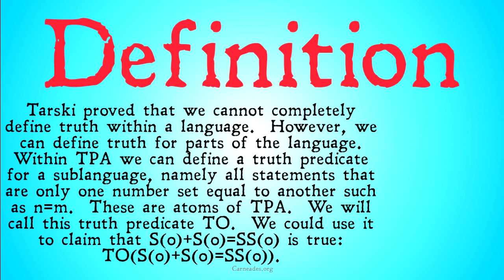These are atoms of TPA. Remember, atomic statements are kind of those basic statements that other things are made up of. We will call this truth predicate, which applies only to atoms, TO. We could use it to claim that 1 plus 1 equals 2 is true, as follows. TO 1 plus 1 equals 2. Note, it's only applying to atoms. There's no disjunction, no conjunction, no implication, no negation in this statement. It's just one set of numbers set equal to another number.